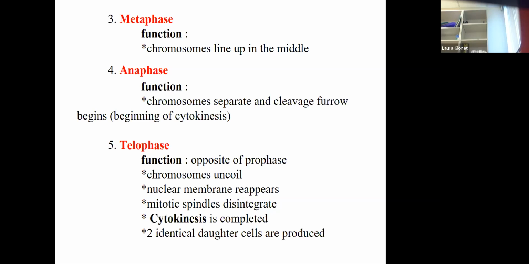But in any event, the 3 things that happened in prophase, the opposite is going to happen in telophase, because now this is the last step to dividing the nucleus. So, the mitotic spindles let go, we remembrane bound the nucleus, so now we have 2 nuclei going. The chromosomes start to uncoil, and cytokinesis is completed.